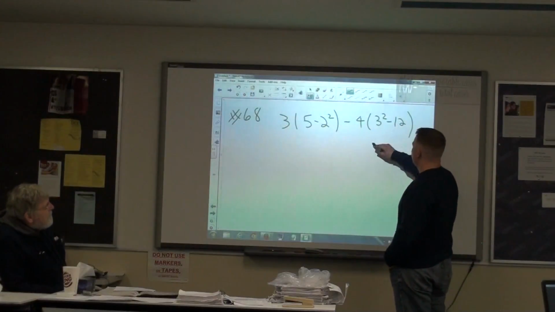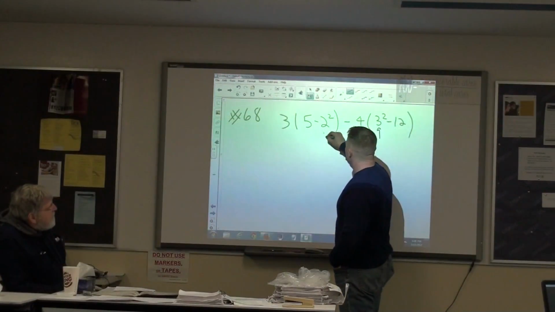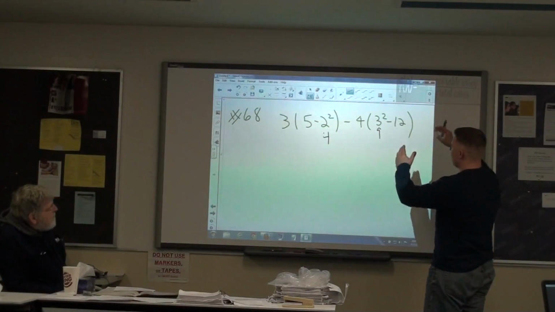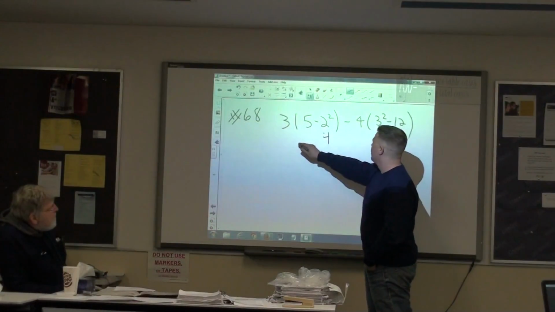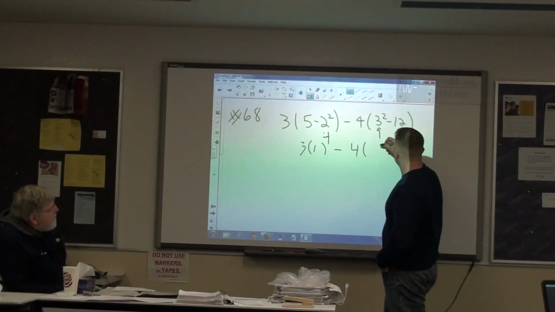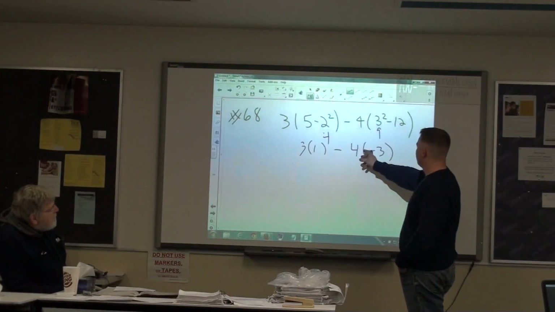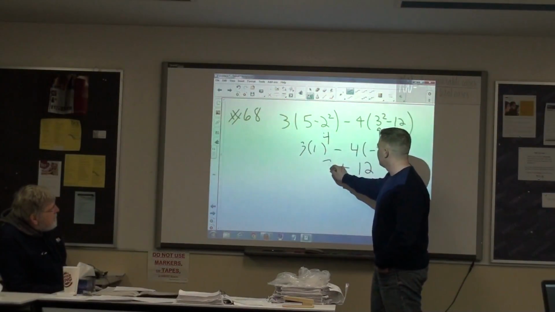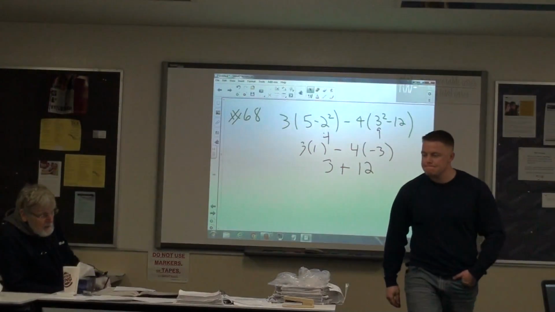First, I attack the exponents. So 3 times 3, 9. 2 times 2, 4. Then I did what was in the parentheses next. So 9 minus 12, and 5 minus 4. And multiply 4 times 3, 12. The negatives cancel. 3 times 1 is 3. 3 plus 12 is 15. Done deal. So that's done. All your operations. Good.